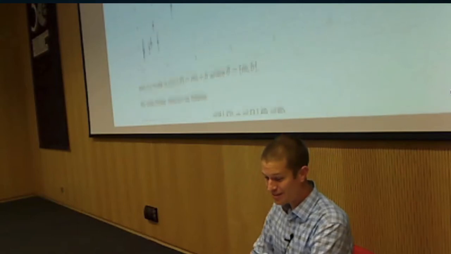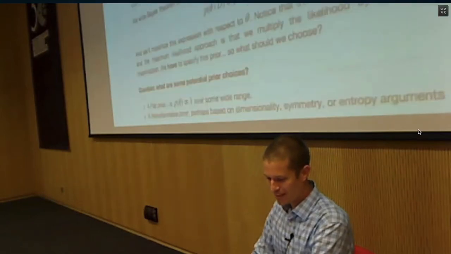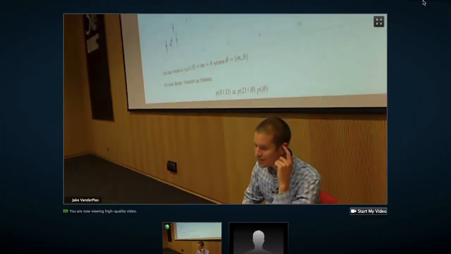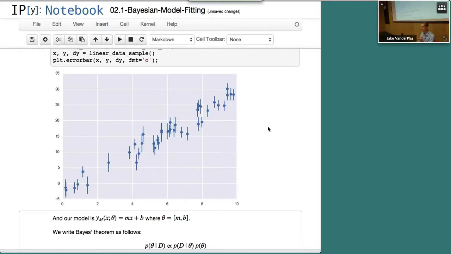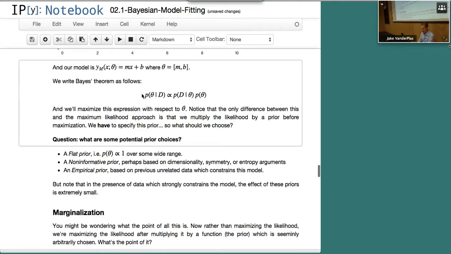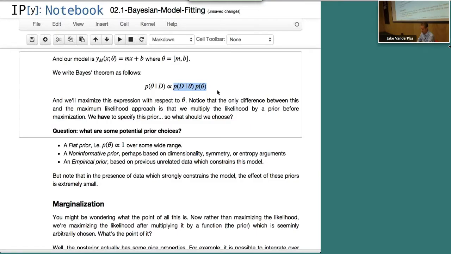Here's our data with the error bars, right? And we know how to construct the likelihood here. It's just the product of the Gaussians, the individual Gaussians for each data point. And then we write Bayes' theorem like this. Notice I've used a constant of proportionality because this is going to be unnormalized, but we don't need to normalize it for this procedure.